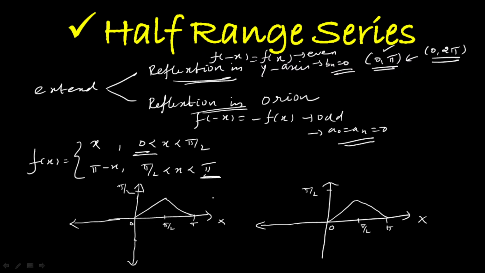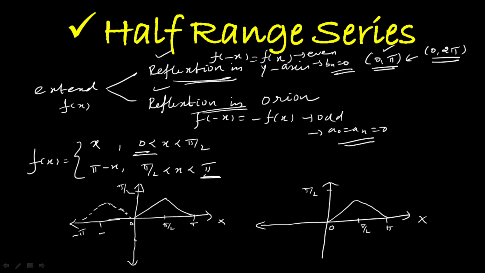Now what I am going to do is, as I told you already, the extension of a function f of x can be done in two ways. You can extend the function by reflection in y-axis, or you can extend the function by reflecting it on origin. Suppose I extend the function by reflection in y-axis. If the reflection is in the y-axis, I get the function like this. The graph seems to be like this.